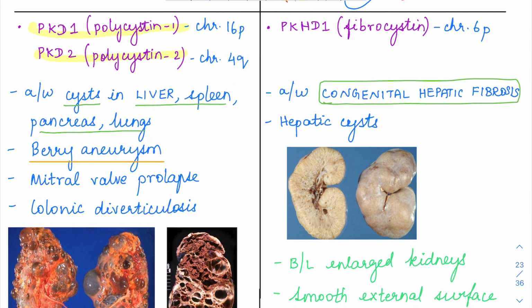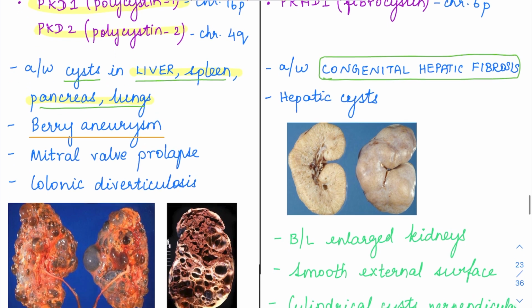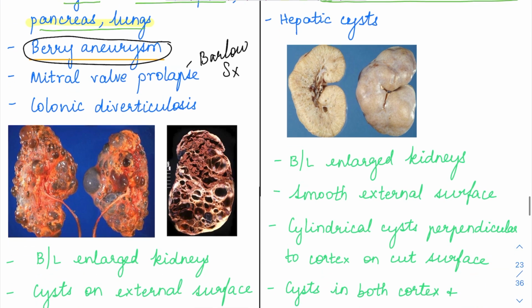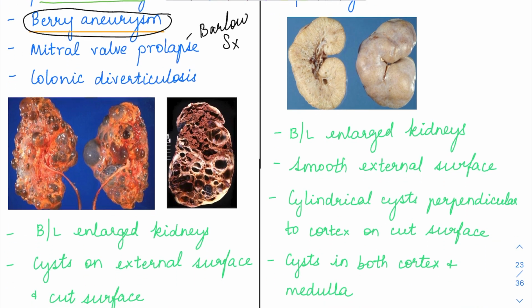And the cysts here are not just restricted to the renal system. They will be seen in other organs as well, like the liver, spleen, pancreas and lung. Also, there can be extra-renal and extra-cystic manifestations like berry aneurysm. The very common one is a berry aneurysm in the brain, and this berry aneurysm can rupture and cause intracranial hemorrhage. Other than that, we can also see mitral valve prolapse. We know mitral valve prolapse is also called Barlow syndrome, right? It is a degenerative condition of the mitral valve. And then we can also have colonic diverticulosis.